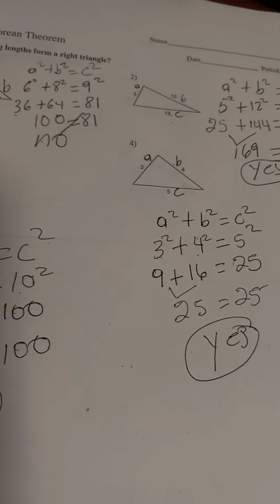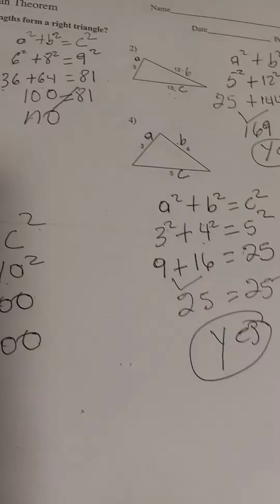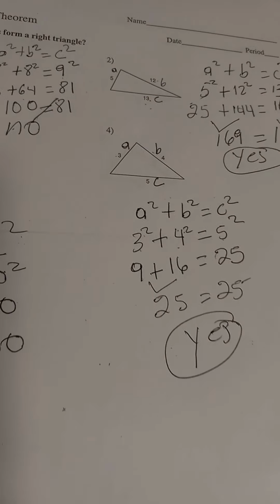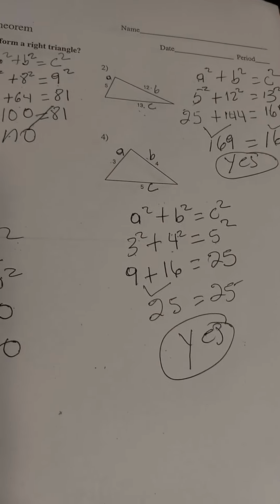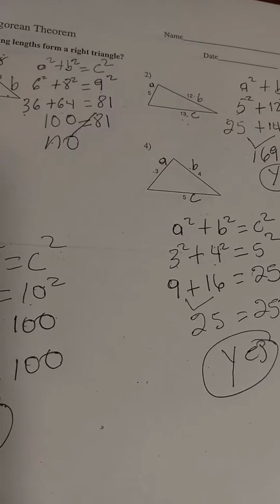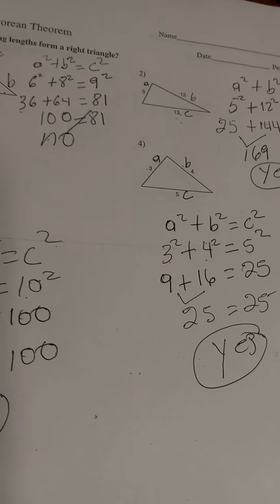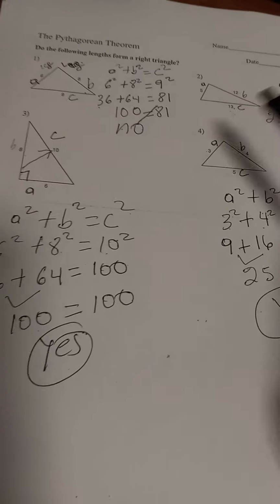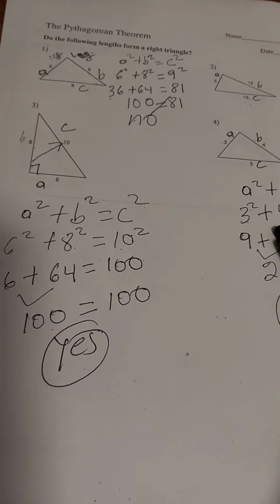So to sum it up again, if it is a right triangle, the square of the largest side equals the sum of the squares of the two others. So we see that in number 2, in number 3, and in number 4.